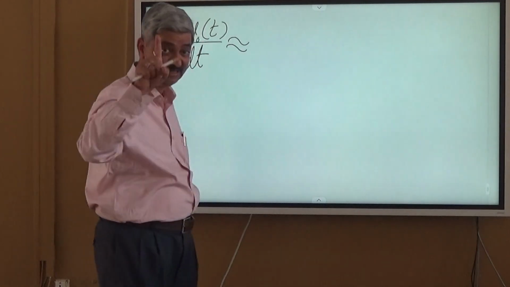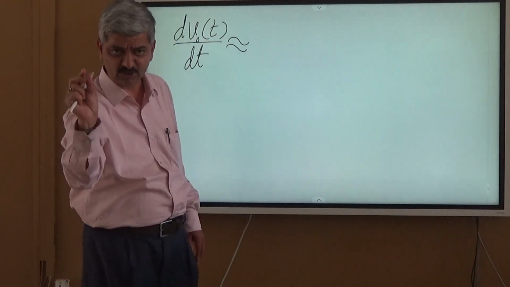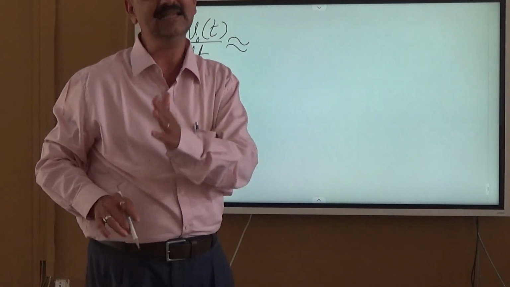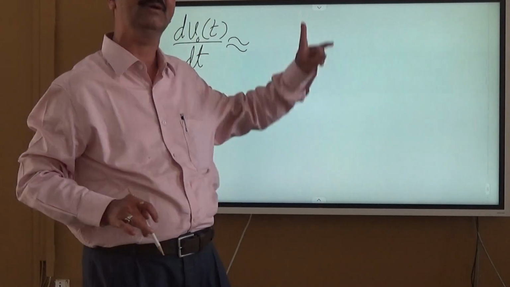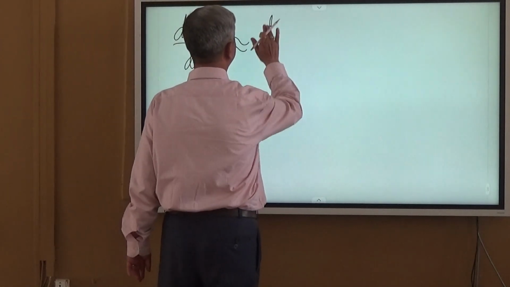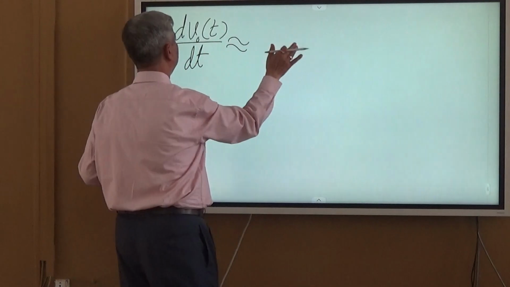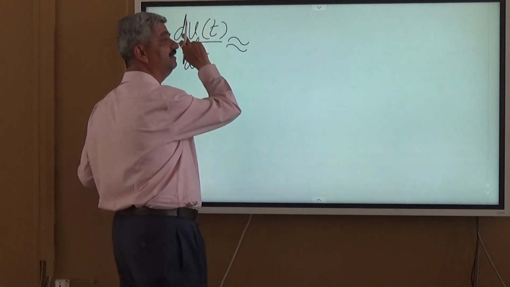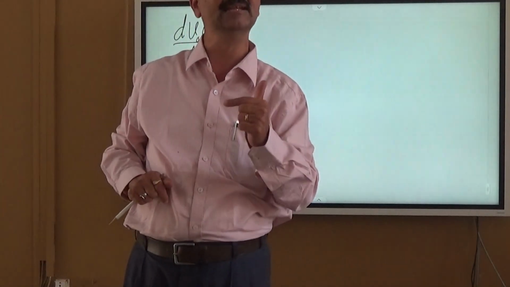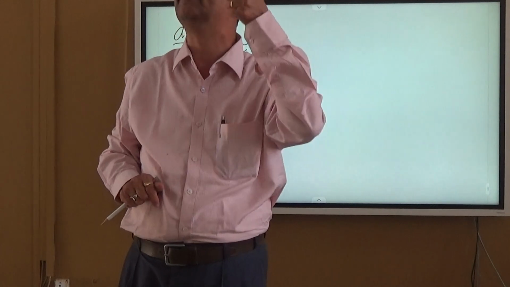Because delta t is not tending to 0. We have some fixed value, maybe 1 microsecond, but we don't have delta t tending to 0. Delta t is sufficiently small so that we can use approximation. So it is approximately equal to the difference in VO. dVO/dt is the limiting case of difference in VO upon difference in time.